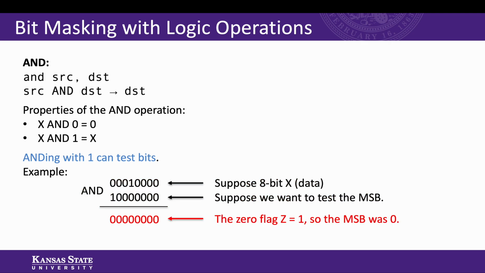Now, in this situation, the most significant bit of the data is a 0, so I'll get back 0 in the most significant column. And I'll get back zeros everywhere else because I was ANDing it with zeros there. Now notice, because the original bit, the most significant bit in the data, was 0, I get all zeros back. That is, the zero flag, because this is an arithmetic logic unit operation, gives me z equals 1. So we know that the MSB, the bit that I was testing, was a 0.